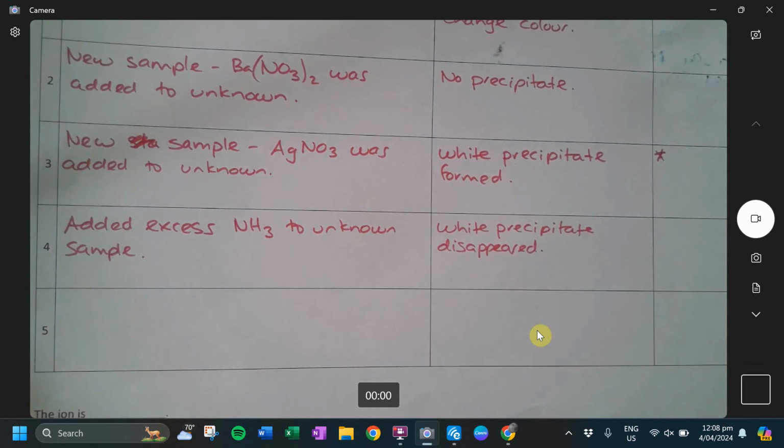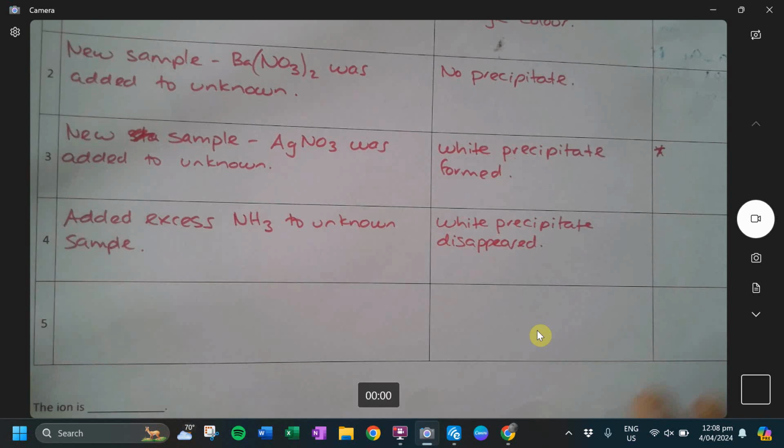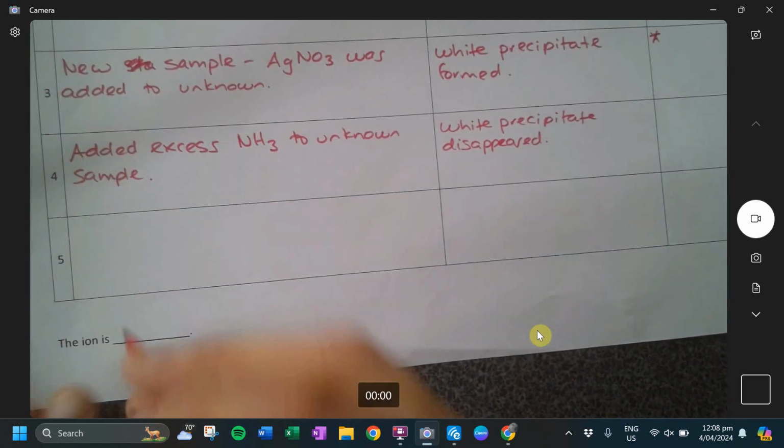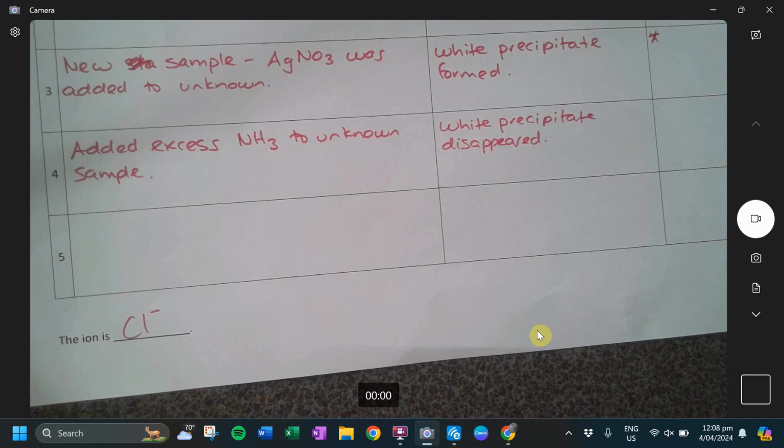All right. So we've narrowed it down now to chloride. So what ion do I have at the bottom? Chloride. Yes, figured it out. Got it. All right, justification time now.